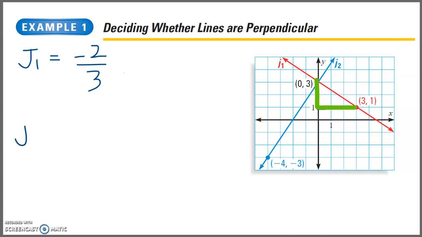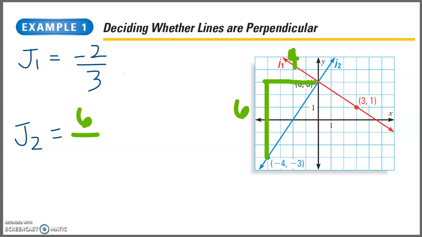Now let's talk about J2. For J2, I'm going to erase those markings. It looks like we are going to go up 1, 2, 3, 4, 5, 6, up 6, over 1, 2, 3, 4. So my rise was 6, my run was 4. We can simplify this to be 3 over 2.